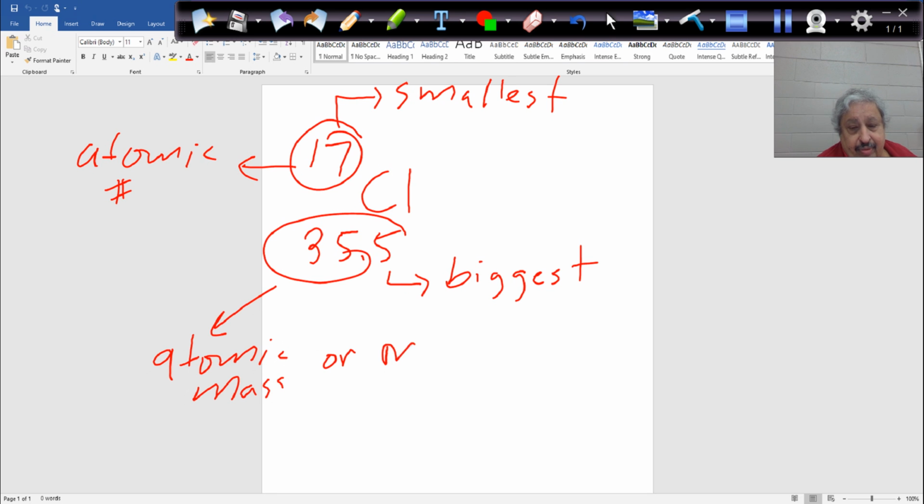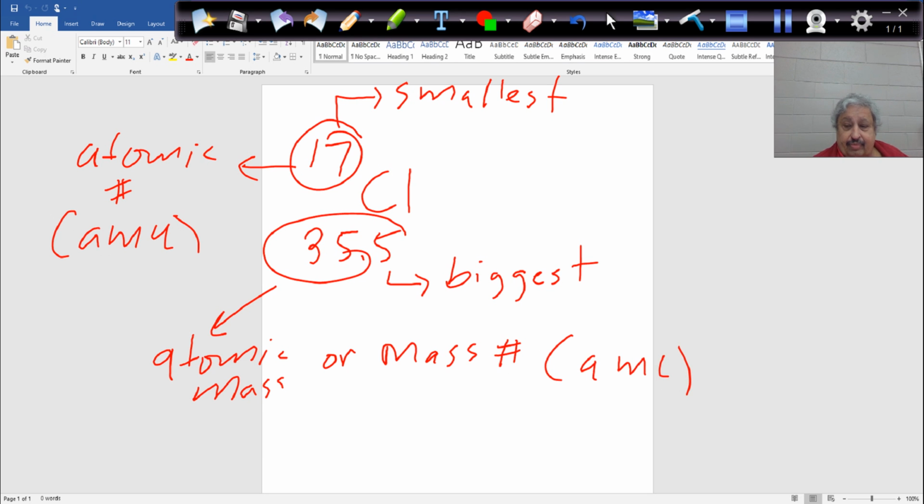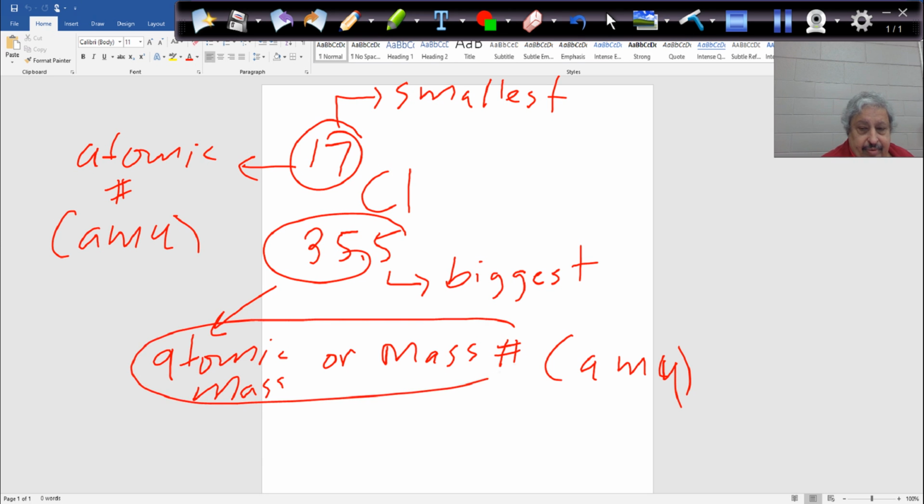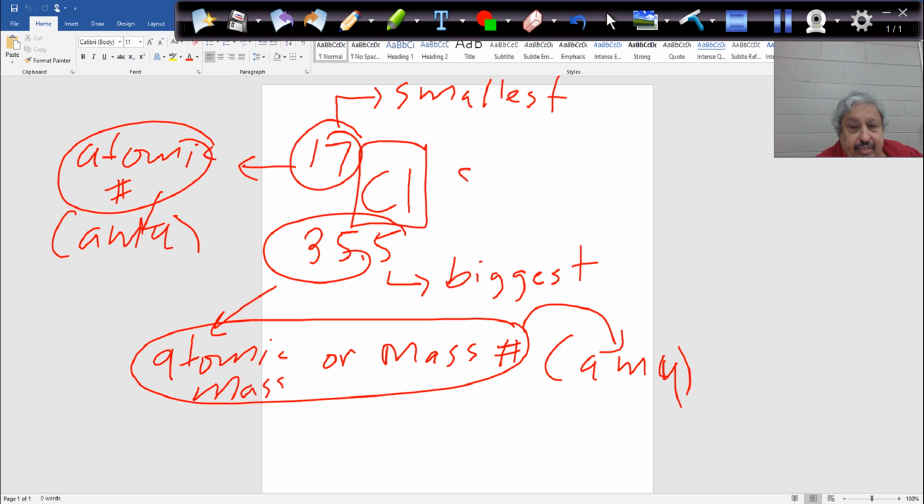or mass number, either or. All of those units are AMU. The unit of this is AMU, atomic mass unit, and this here is also in atomic mass unit, correct? Which is 1 gram per mole. And this is the symbol. So that's all the information from the periodic table.